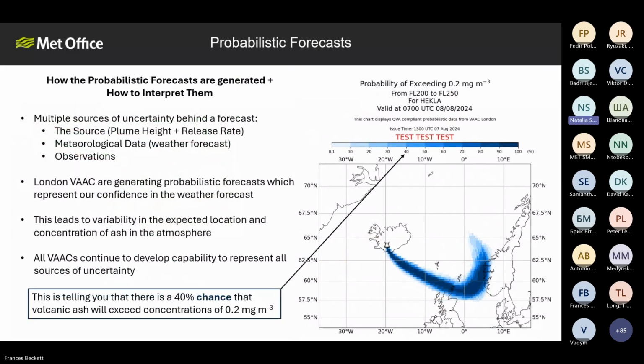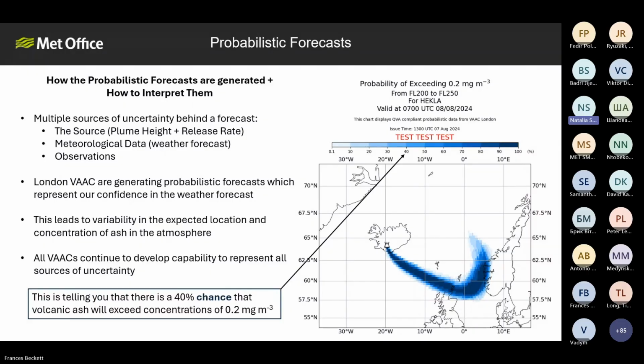Lastly, moving on to probabilistic forecasts, which we're also going to be providing under QVA. These are going to be new for all the VACs, but the idea here is to provide you with a narrative on the confidence that we have in our forecast at a given moment in time. There are multiple sources of uncertainty associated with generating a volcanic ash cloud forecast, the most notable being the uncertainty associated with your eruption source parameters. As you can imagine, measuring the height of a volcanic ash cloud, and definitely measuring how much ash is coming out of a volcano, is really quite tricky.